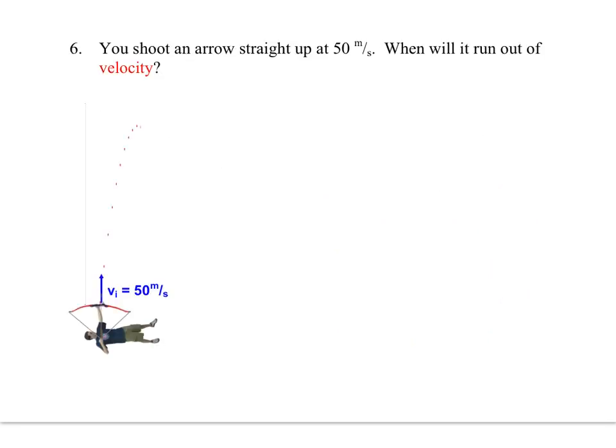Let's apply this line of thinking to another physics problem. It says you shoot an arrow straight up at 50 meters per second. When will it run out of velocity? Once again, we're going to be working with the equation Vf equals Vi plus acceleration times time. We're told that we shoot the arrow straight up at 50 meters per second, so that's our initial velocity. I'm going to sub that in, 50 meters per second.